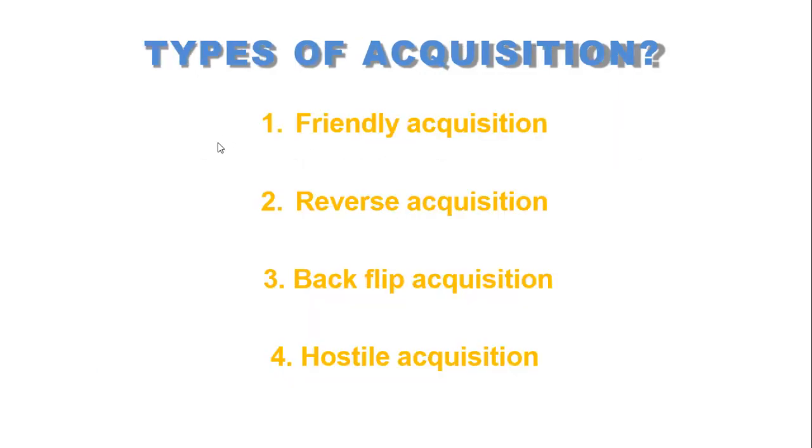What are the types of acquisition? Friendly acquisition, reverse acquisition, backflip acquisition, and hostile acquisition. Now, what is hostile? I will tell you. Hostile acquisition happened between L&T and Mindtree. Hostile means unfriendly takeover. Unfriendly acquisition. बिना बताए अगर आप किसी को acquire करते हो तो ये unfriendly हो जाता है.